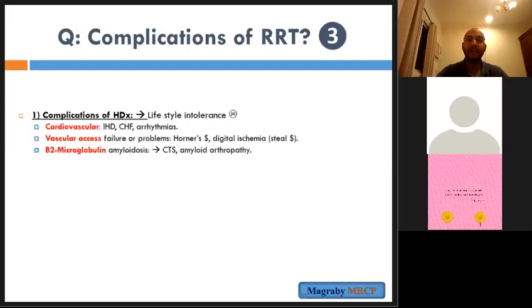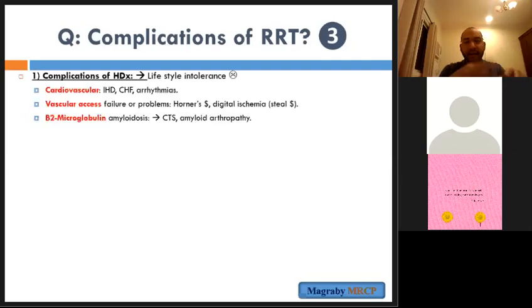Complications of hemodialysis. Firstly, lifestyle: the patient needs to come to the hospital about 3 times per week, and each session is 4 hours, so 12 hours of dialysis per week. Lifestyle intolerance is number 1. After that is the cardiovascular complication, the top complication in hemodialysis patients. Number 2, the patient has vascular access, so there are complications related to it: failure of the access and infection.